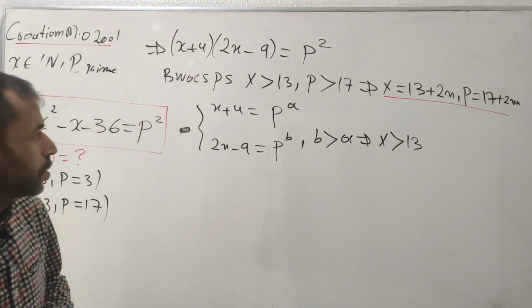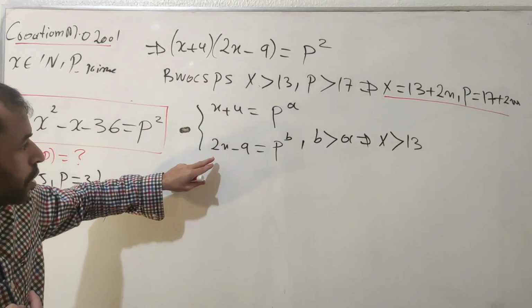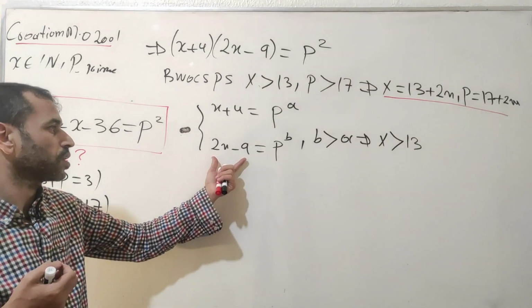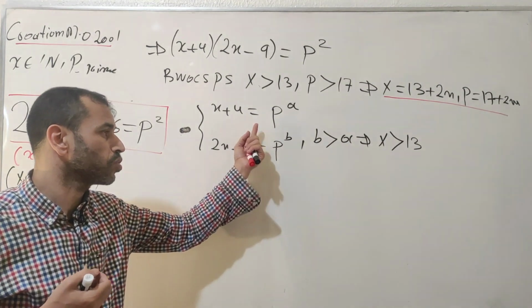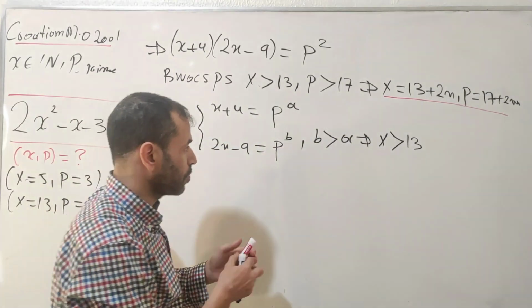Okay, because if you replace x with 14 here, I get 18. 28 minus 9, I get 19, which means this one is bigger than this one when we have this condition. Otherwise, you will have this one bigger than this one. Okay, this is a very important condition.